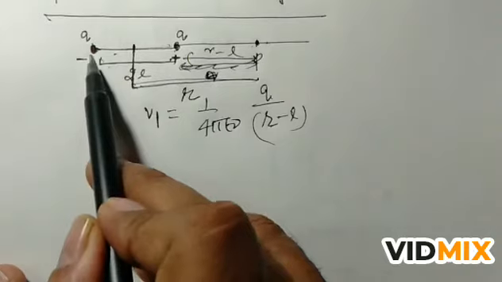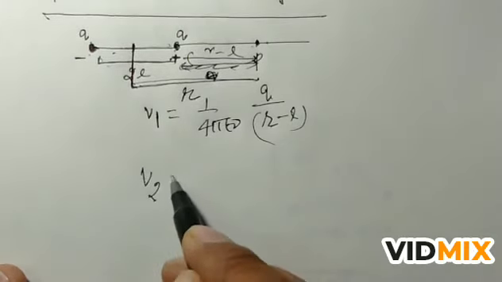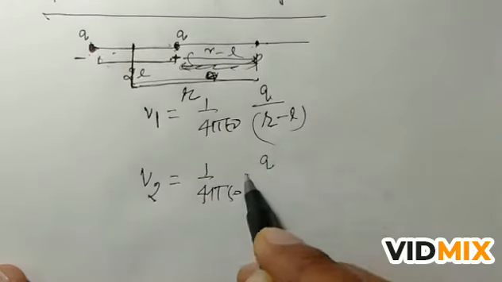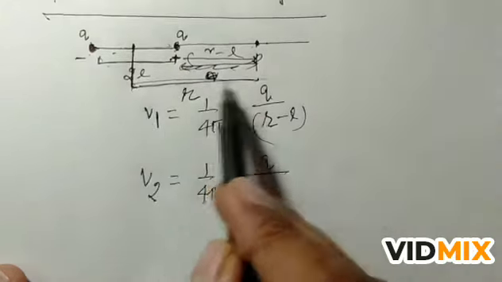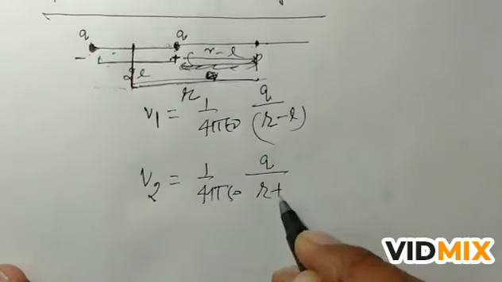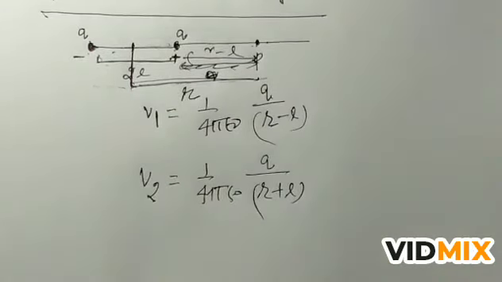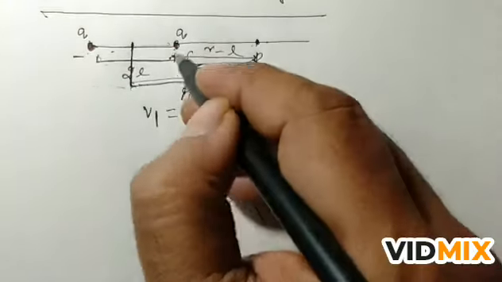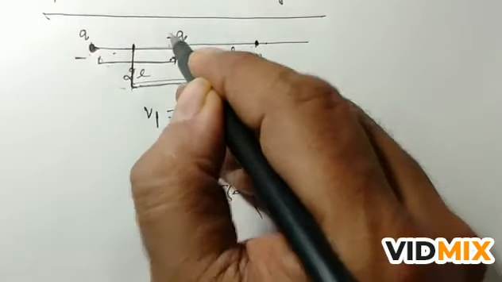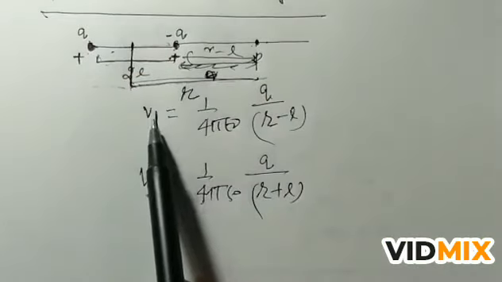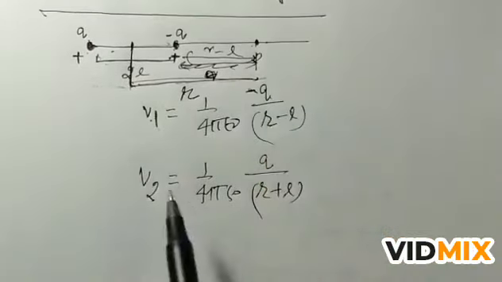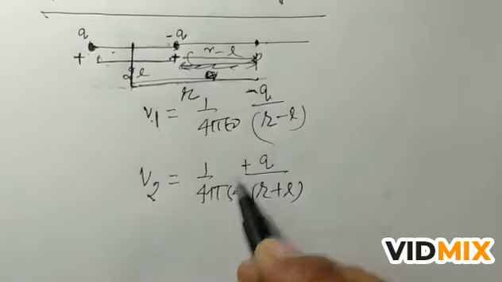So the potential due to this charge is V2. What is V2 here? 1 upon 4 pi epsilon naught, again Q upon, this is r and this is L, so we keep r plus L. So V1 due to this is plus q, and V2 due to this is minus q.